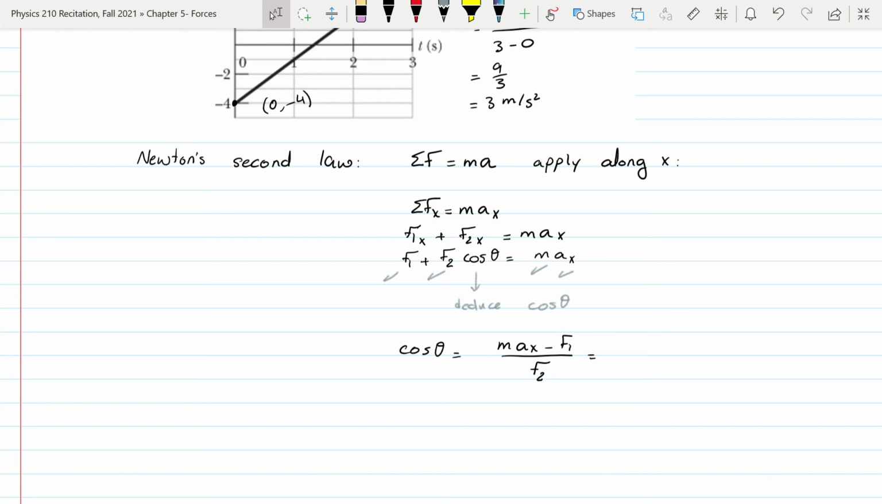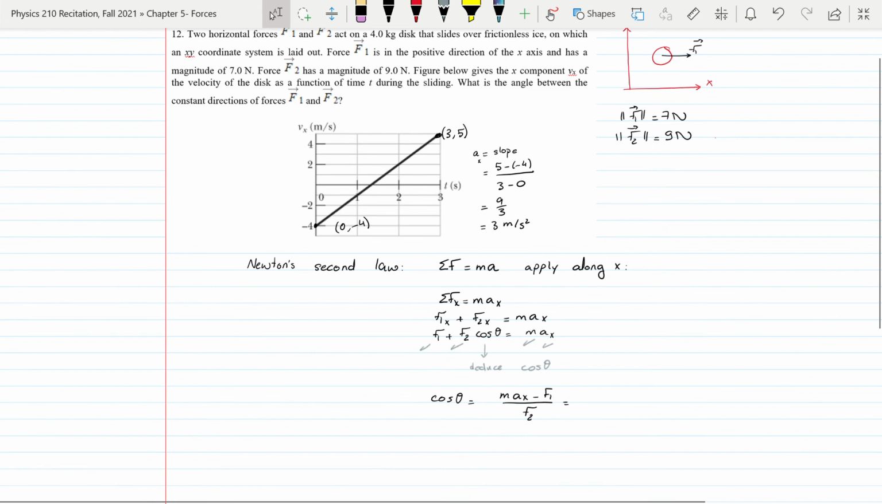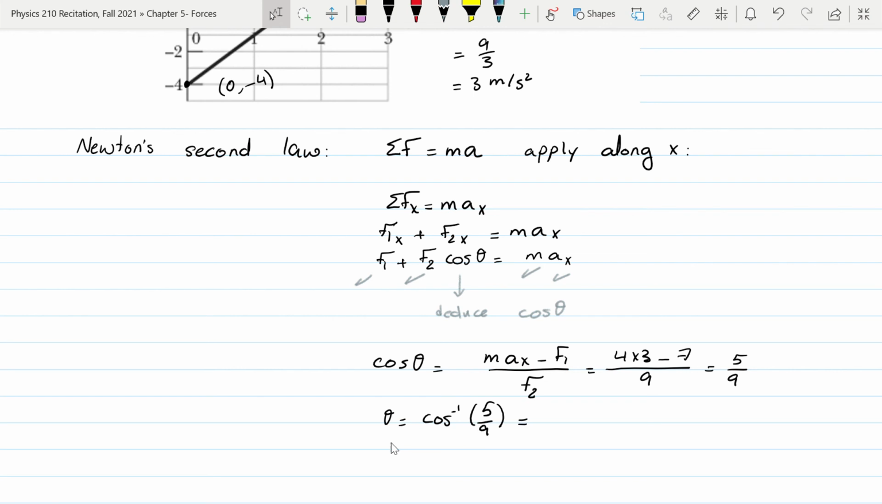So if we substitute the values that we are given here, the mass is 4 kilograms. We found the acceleration to be 3 meters per second squared. F1 is given to be 7, while F2 is 9. So if we solve this, we're going to get 5 over 9, and we can deduce theta. And this will give us 56 degrees.